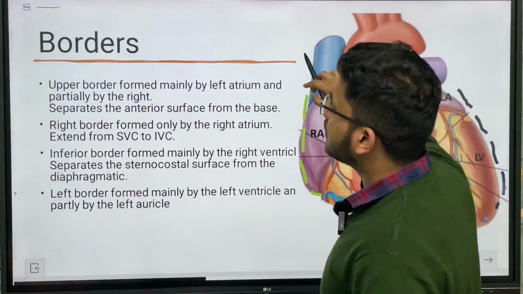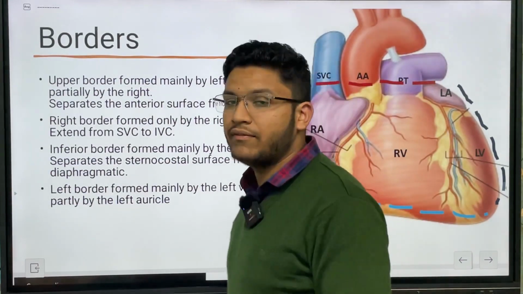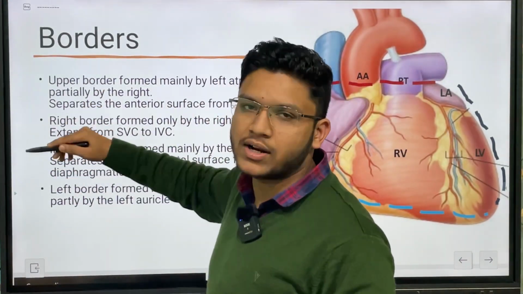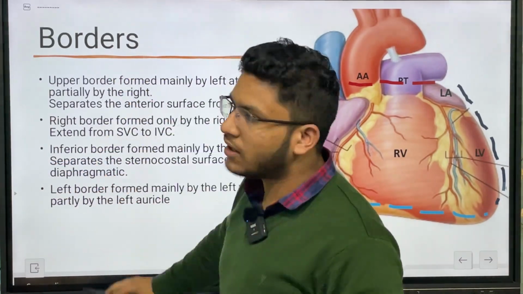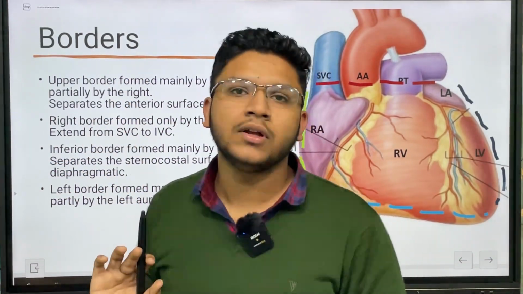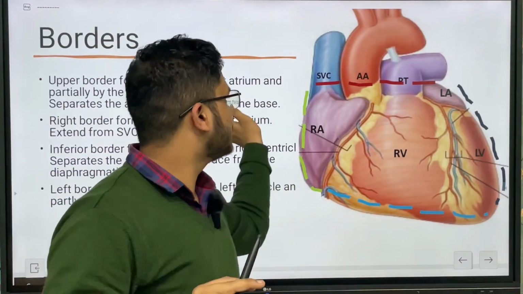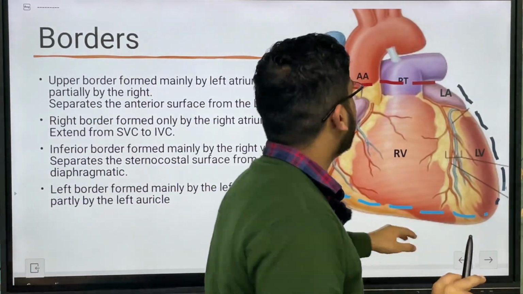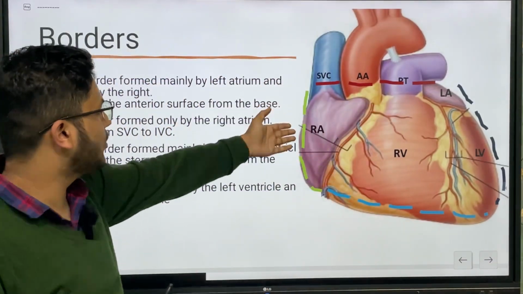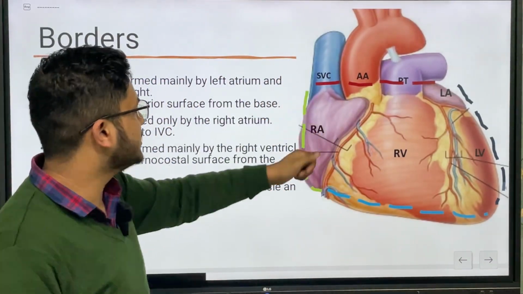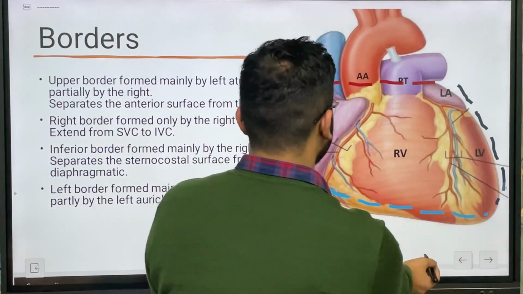We are done with all the surfaces here, and we will quickly see all the borders. All the borders are covered in this one slide only. So we will focus on the borders one by one. Just we will compare this with this diagram. This diagram is very important, and it's a good diagram to compare all the surfaces to all the borders.